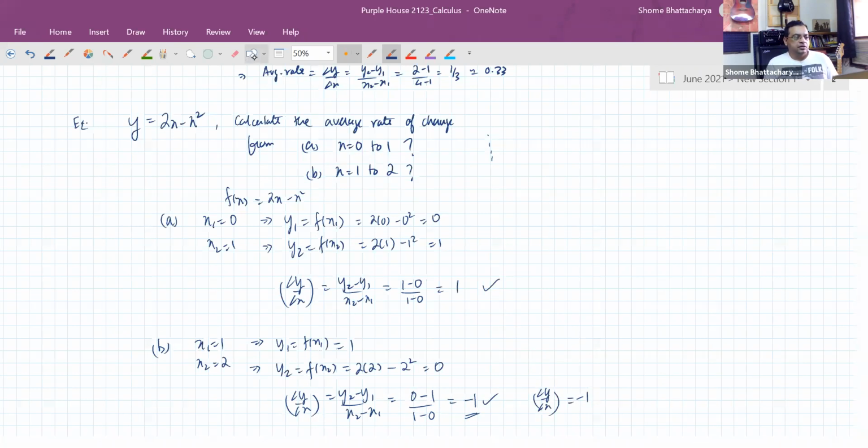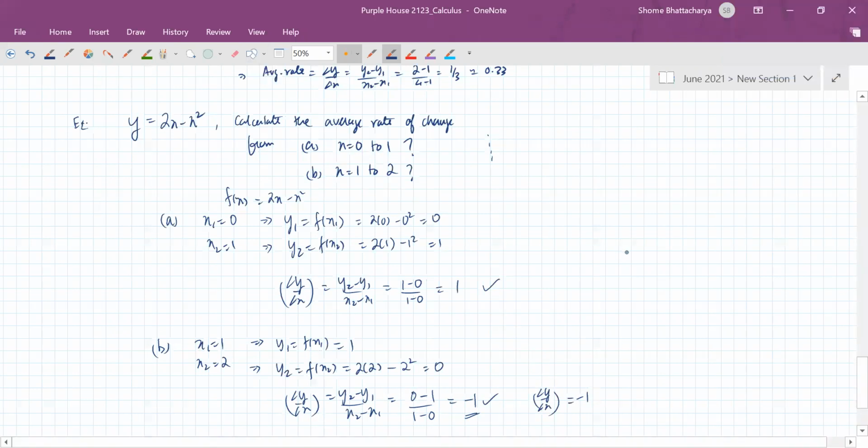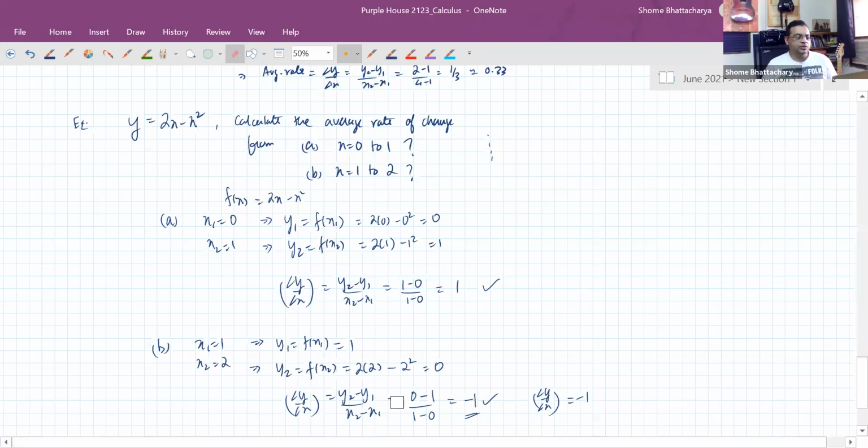So x2 is 2, right? Sorry, so it's 2 minus 1 in the denominator. That's correct. The value of the rate of change will be minus 1 only, but when we write the denominator technically, it should be 2 minus 1. Okay, so hope this is clear to all of you.